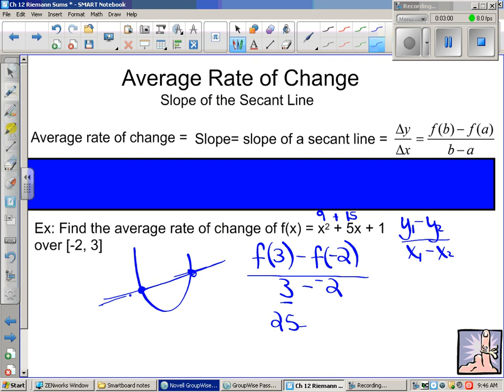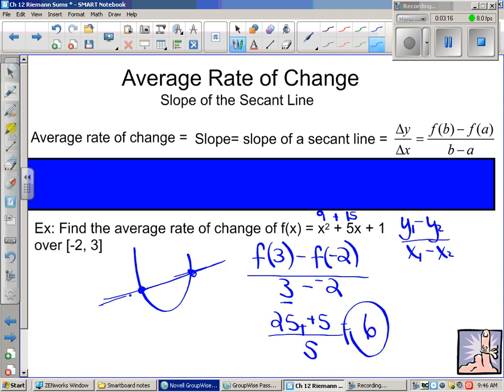Now we got to put -2 in there. -2 squared would be 4 minus 10, and so that means -6. Plus 1 is a -5. Over 3 minus a -2, or +5. So that makes this 30 divided by 5. The answer to that is 6.